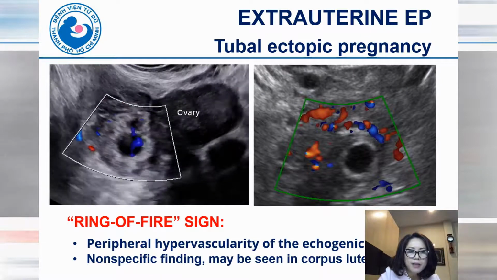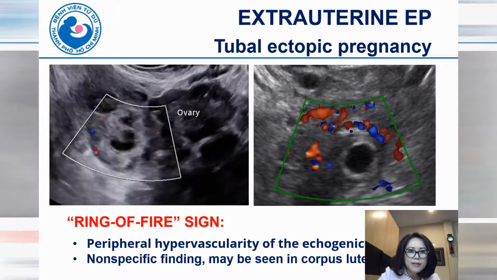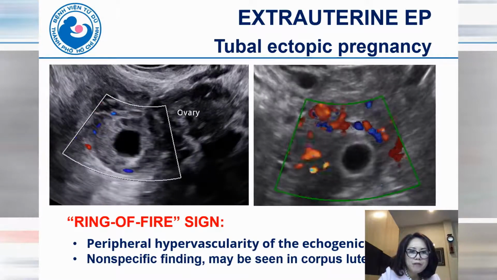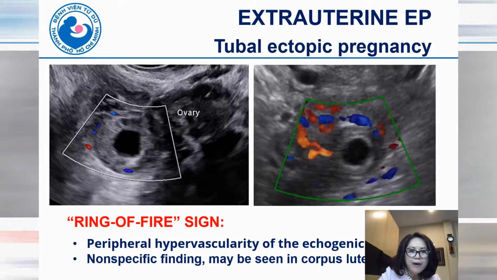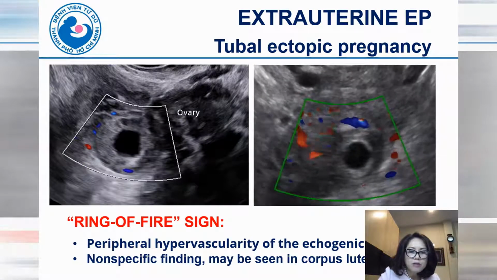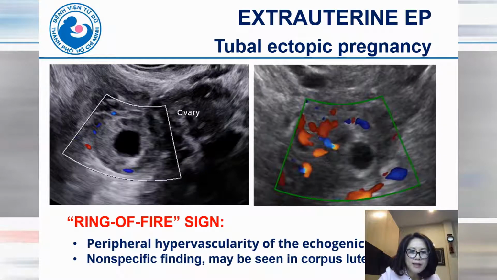On color Doppler, we can see the ring of fire sign. This is a peripheral hypervascularity of the echogenic ring. However, this is a non-specific finding because we can also see it in the corpus luteum.